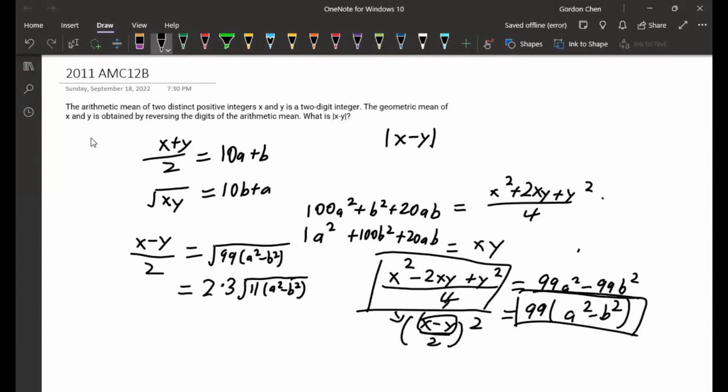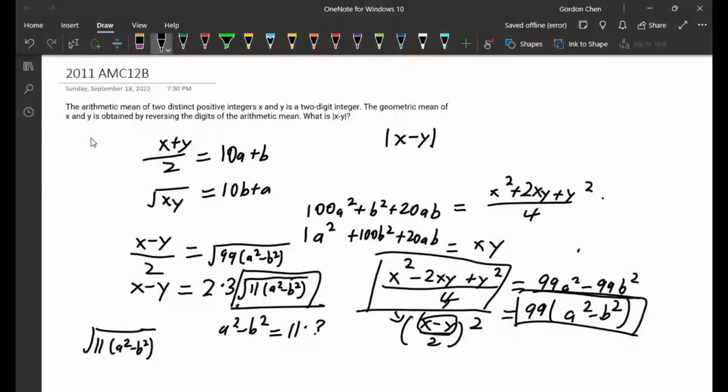And what we know is that x minus y has to be an integer. The reason why is because x and y are both integers. So in order for the inside here to become an integer, it needs to be a square. So we'll take a look at this part: the square root of 11 times (a squared minus b squared). In order for the inside part to be a square, a squared minus b squared has to be 11 times something.